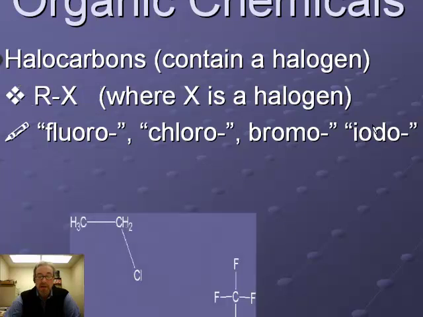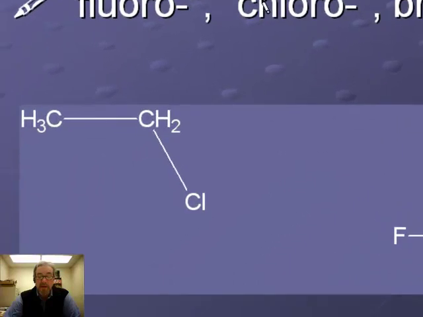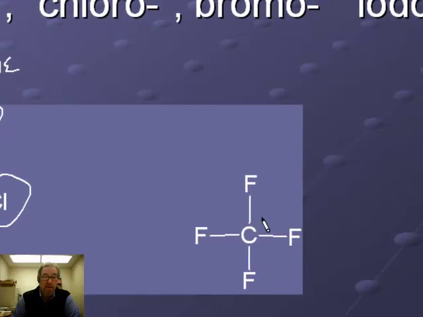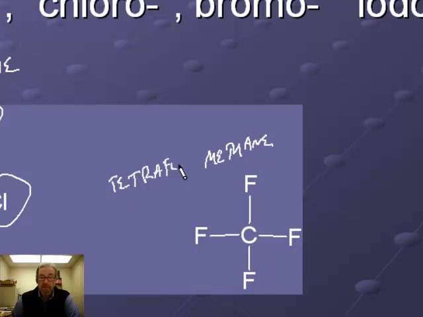Here are a couple of halocarbons. This is an eth structure, basically ethane, and there's a chlorine attached to it. So we would call this chloroethane. This one down here is a meth structure, because it has a single carbon, and it's got 4 fluorines, so we would call this fluoromethane. But there's 4 of them, so we would actually call it tetrafluoromethane. Tetra meaning 4, so this indicates that there are 4 fluorines attached to it.